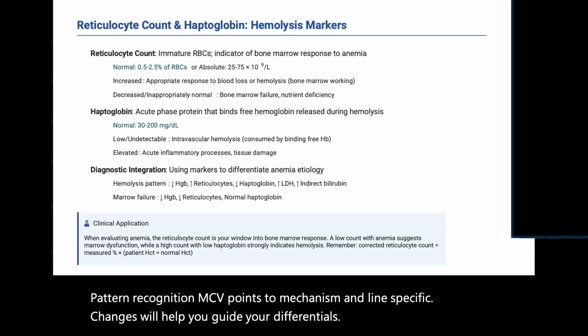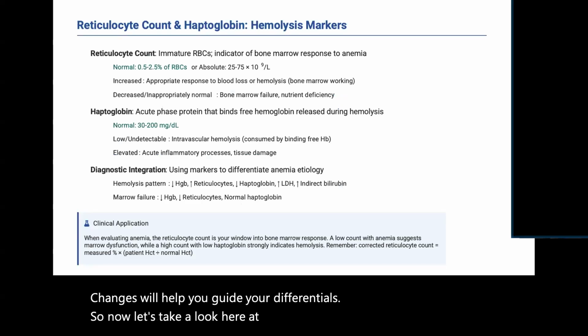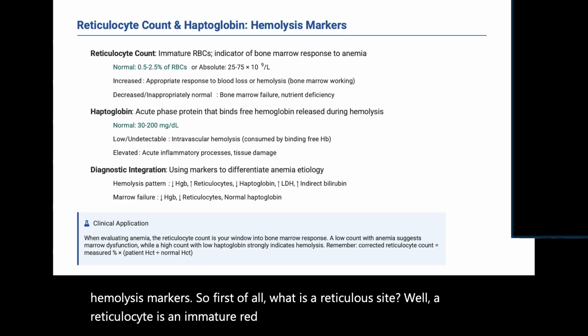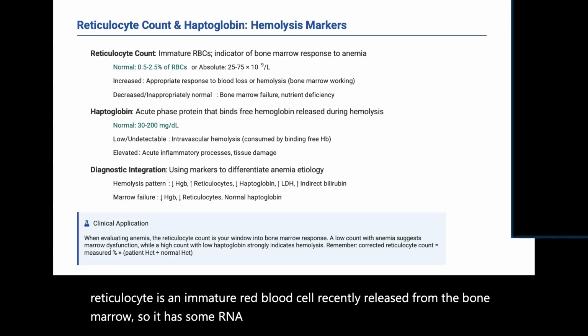So now let's take a look here at reticulocyte count and haptoglobin hemolysis markers. So first of all, what is a reticulocyte? Well, a reticulocyte is an immature red blood cell recently released from the bone marrow. So it has some RNA remnants. A reticulocyte count measures bone marrow response to anemia.